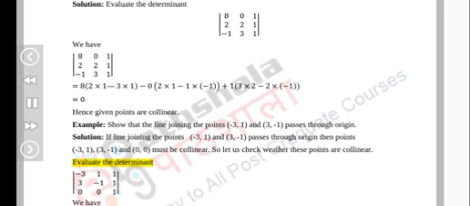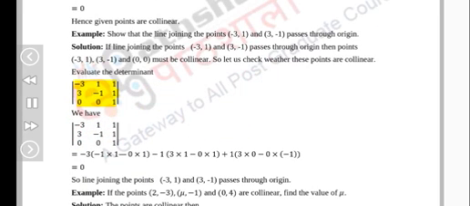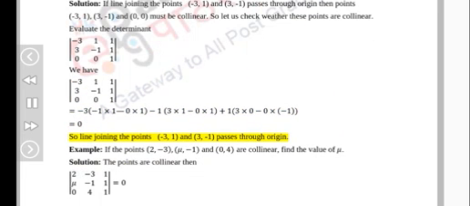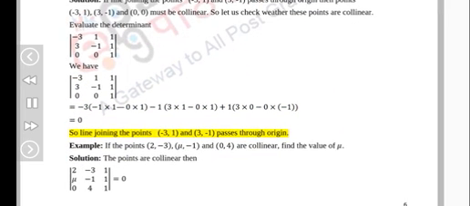Evaluate the determinant. So the line joining the points (-3, 1) and (3, -1) passes through the origin.